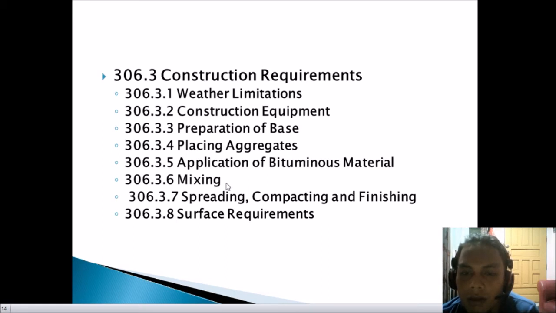And material in the existing surface to be used for mixing, the surface shall be scarified lightly and graded to uniform grade in the cross-section shown in the plans. So next is the placing of aggregate, which is covered in 306.3.4. New aggregates required shall be uniformly spread on the prepared surface.